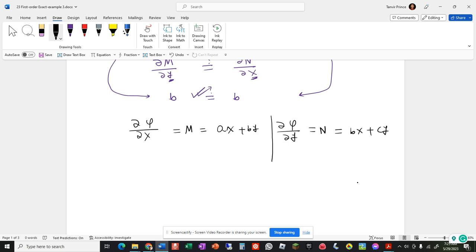So the first one, we're going to integrate with respect to x. Sorry, I don't know what happened today. Because you want to go back to the phi, right? You have the partial derivative with respect to x, you want to go back to phi, so you integrate both sides with respect to x. And here we're going to integrate both sides with respect to y.